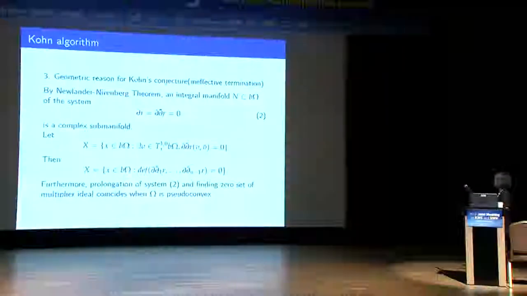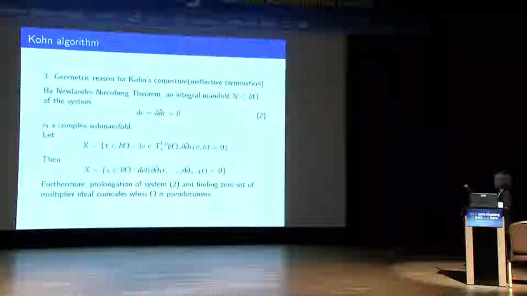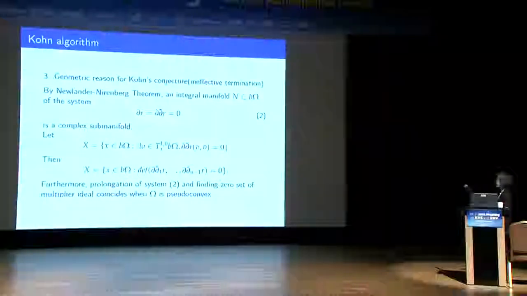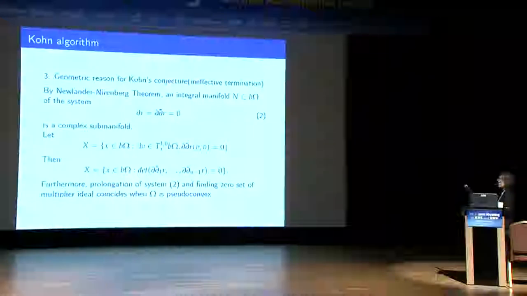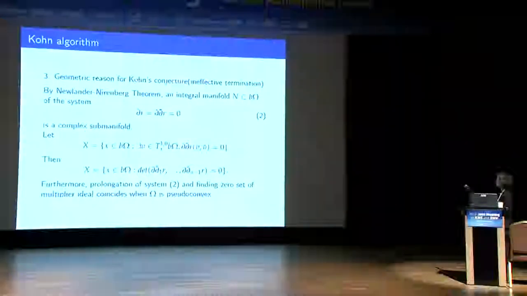And then to find an integral manifold, we have to prolong this system, defining this sequence of X for prolongation, and then finding the zero sets of the newly generated multiplier ideal. So whenever there are zero sets of multiplier ideals, then that means, for the real analytic case, you have prolongation and some compatibility condition. So if the sequence of X is non-vanishing, then in the real analytic case there is an integral manifold, which is a complex submanifold for a generic point. There's a complex manifold through it.